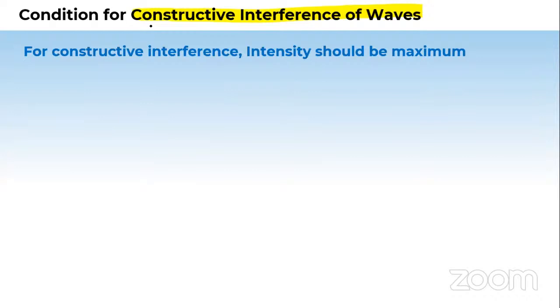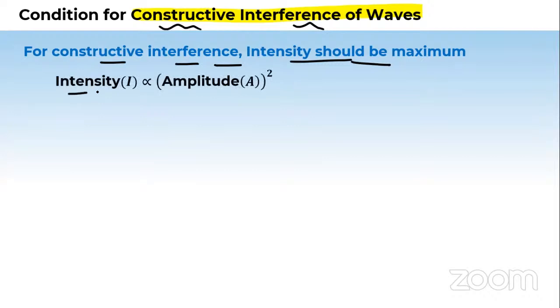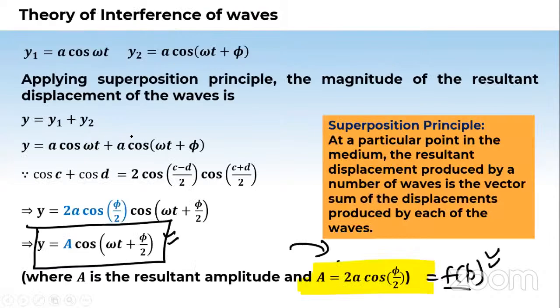So see, now we'll see the condition for constructive interference of waves. First we'll see the intensity formula. Intensity should be maximum. So it's written here, intensity is proportional to amplitude squared. Let us derive this equation first. We have seen in the previous equation the amplitude of the interfered wave. This is A equals 2a cos(phi by 2).